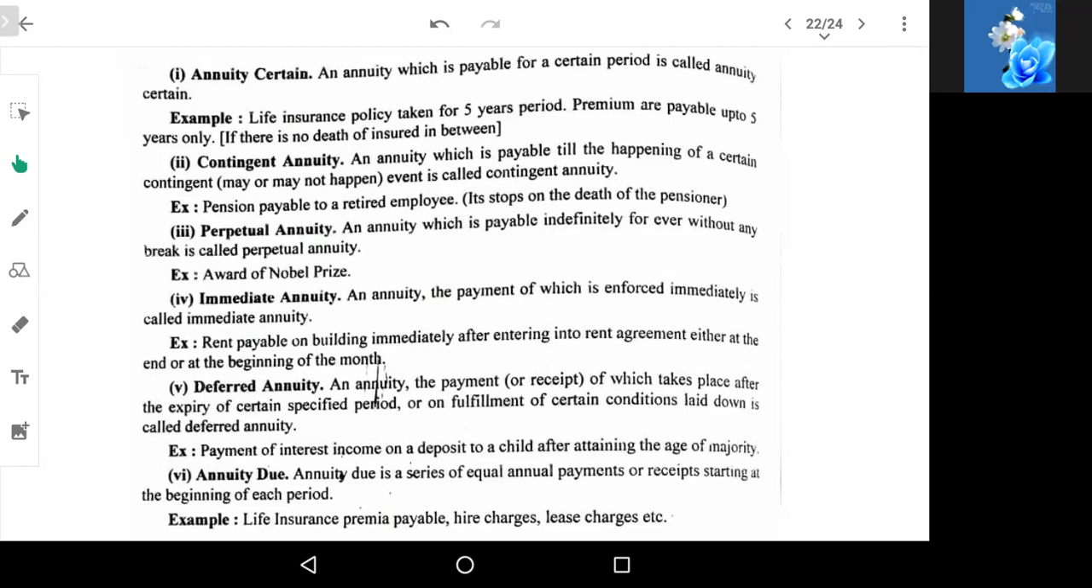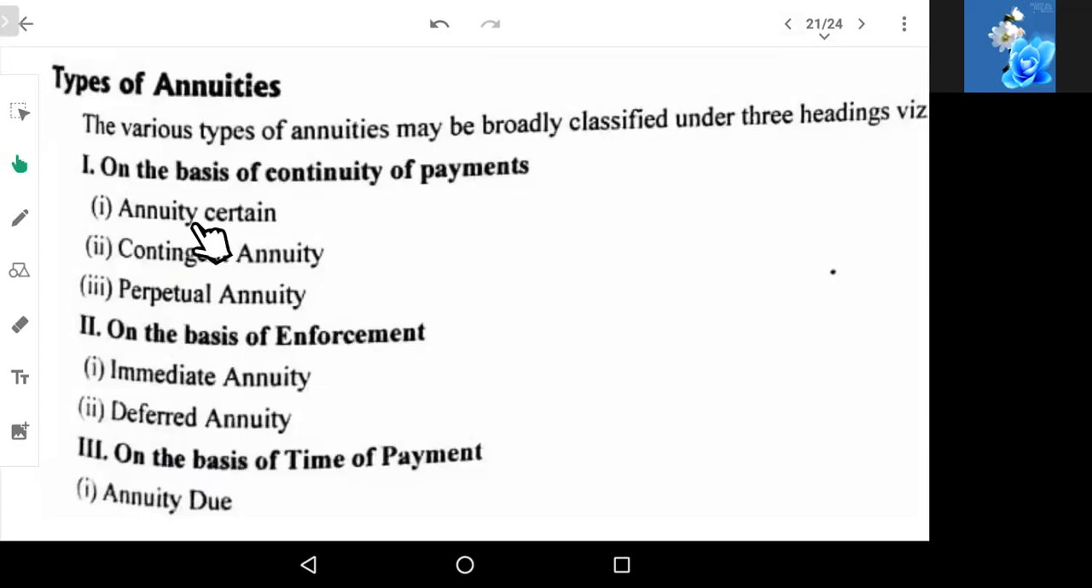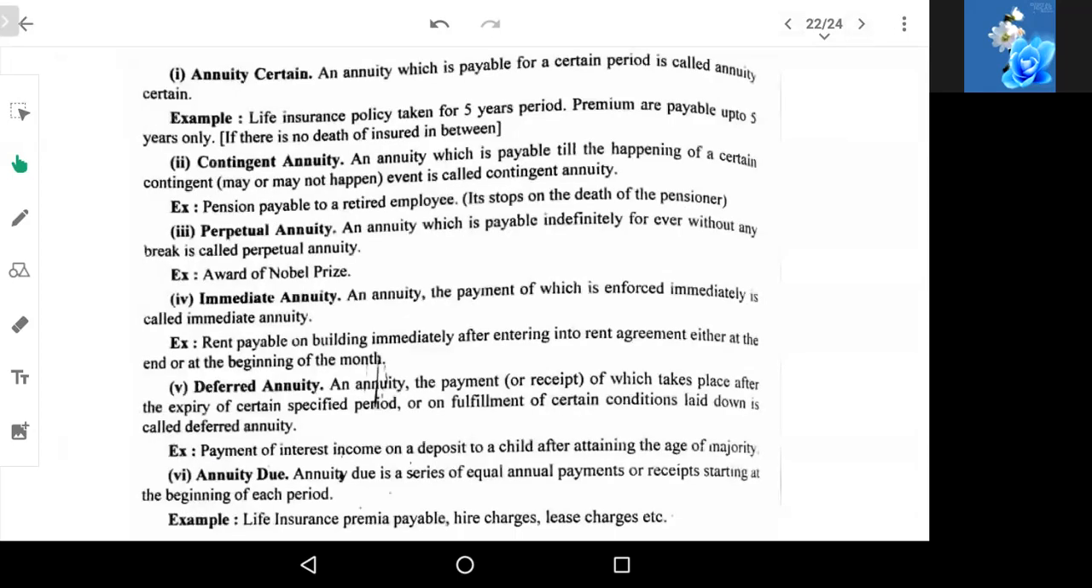So the first one is annuity certain. This is what we are going to learn. This is the annuity which is payable for a certain period, which is called annuity certain. Like an LIC policy, we pay it for 5 years. After 5 years, we will not pay. We will stop it. And later, we will take back the money if there is no event which has happened. So if an LIC policy is taken for 5 years, premium is payable for 5 years only.